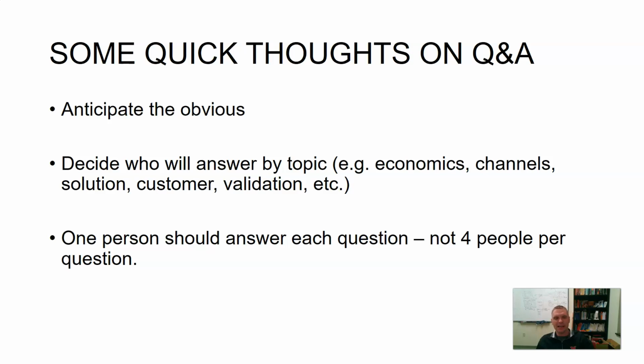I would suggest deciding who's going to answer by topic. So if you get a question on economics, it's going to be this person. If it's channels, this person. And the key here is one person should answer each question. There's a limited time for Q&A, and the problem we see is that sometimes the judges will ask one question, everybody on the team will answer it, and that's pretty much all the time you've got for Q&A. So instead, just let one person answer the question and then take the next question.